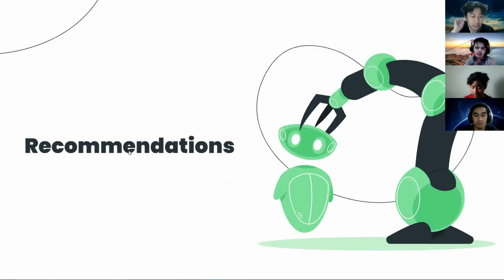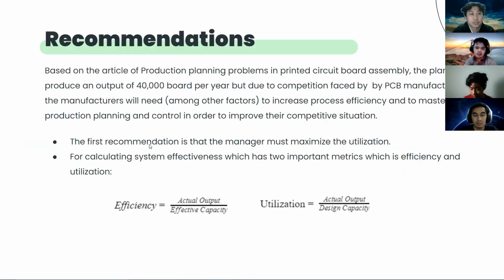Okay, so for recommendation, we studied a case study from an article on the production planning problem in printed circuit board assembly. Based on the article, the plant can produce an output of 40,000 boards per year, but due to competition faced by the PCB manufacturer, the manufacturer will need to increase efficiency and master production planning to control and improve the competitive situation. The first recommendation is that the manager must maximize the utilization, and for the calculation of system effectiveness, these two formulas can be used: efficiency and utilization.